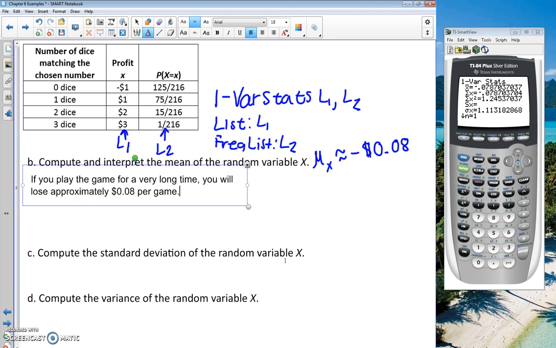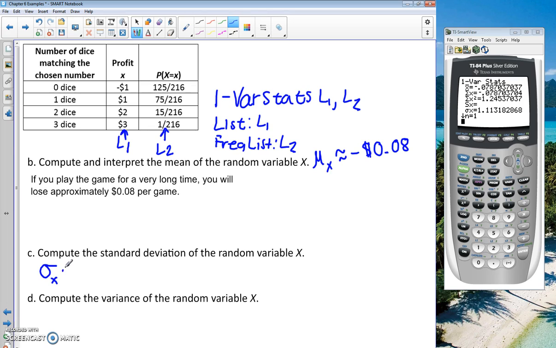So part C, we want to compute the standard deviation of the random variable. So that's our calculator there. This is going to be sigma sub x, and that's going to be approximately 1.113. And then the variance is going to be sigma sub x squared. So I'm going to do vars 5, and then 4 is my sigma sub x, and then I'm going to square that: 1.239.